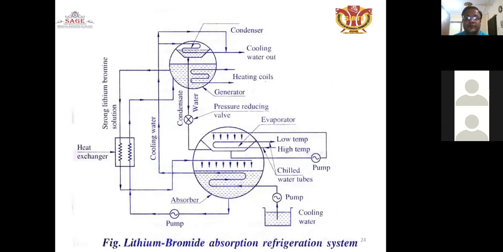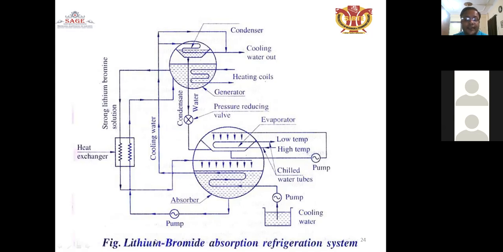This is the lithium bromide absorption refrigeration system, in which the condenser and evaporator devices are shown, and another type of circuit diagram in which the lithium bromide refrigerant system is used in place of the ammonia water absorption refrigeration system.